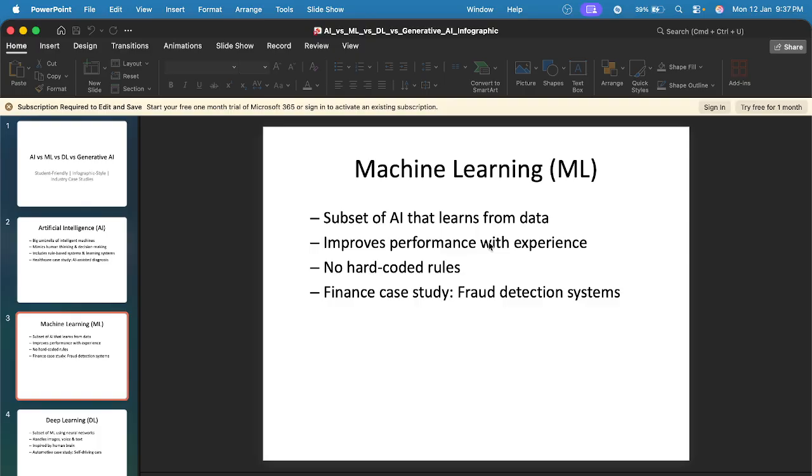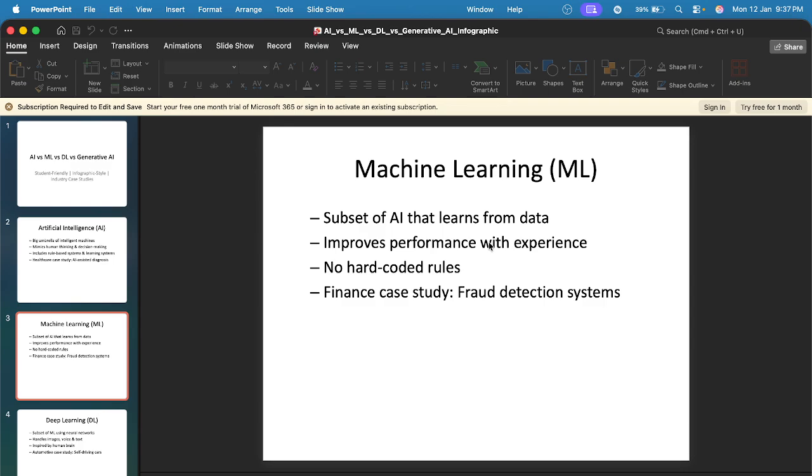Generative AI is a subset of deep learning. Here you can create text, images, music, code. It uses LLMs, GANs, and diffusion models. A real-life generative AI example is ChatGPT. We generated this PDF from that, and now I'm teaching through this PPT.